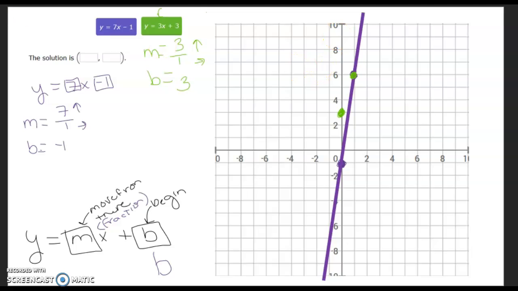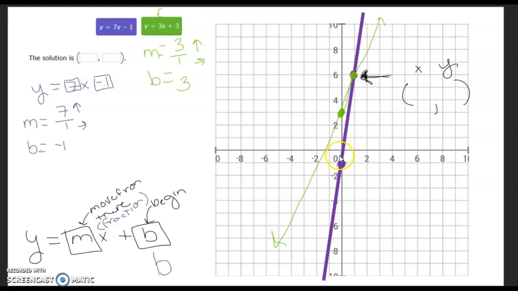So IXL will draw you a line. It's super nice of them. I'm going to freehand it here. They're going to draw you a nice, pretty line, and it's going to ask you for the solution. Well, your solution is this point right here, where they cross. All right, so in order to determine that coordinate point, you need your X and your Y.